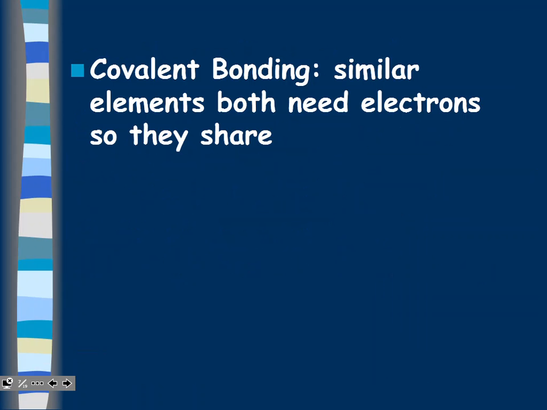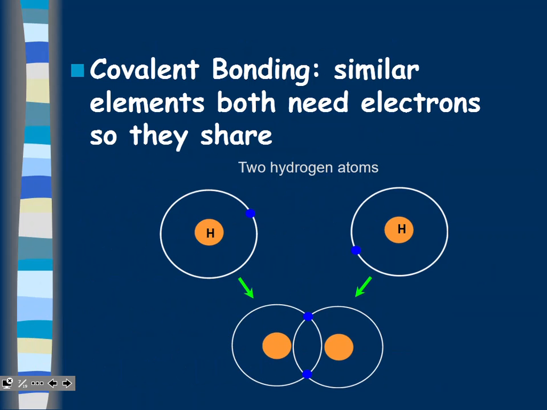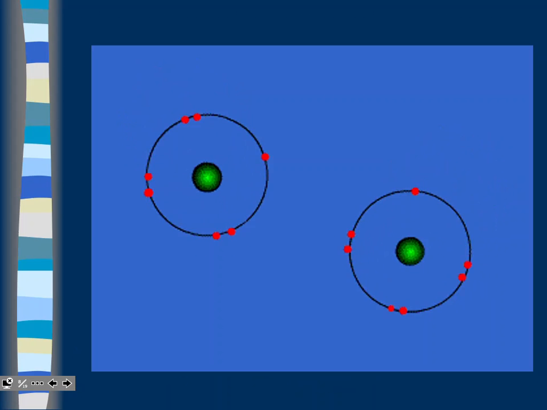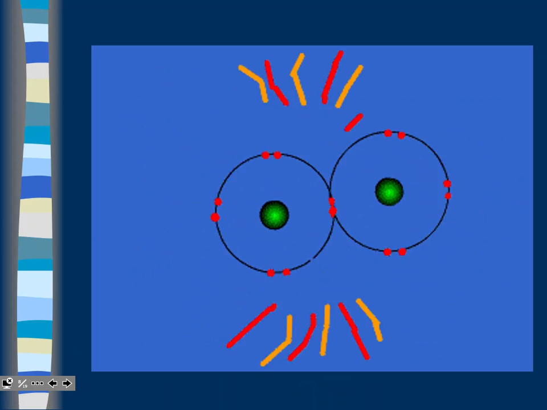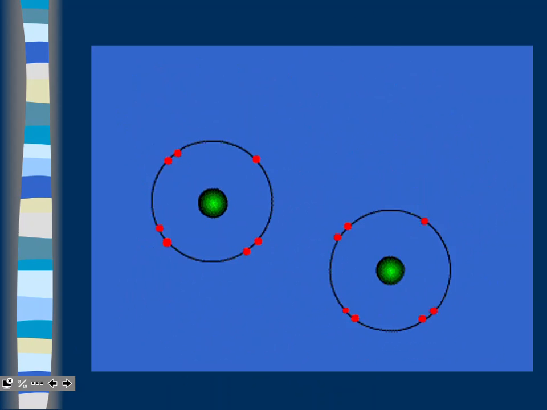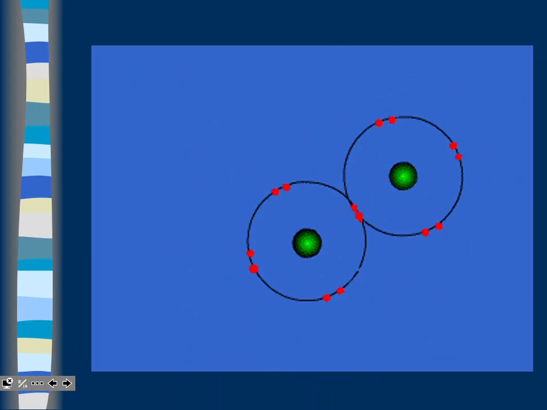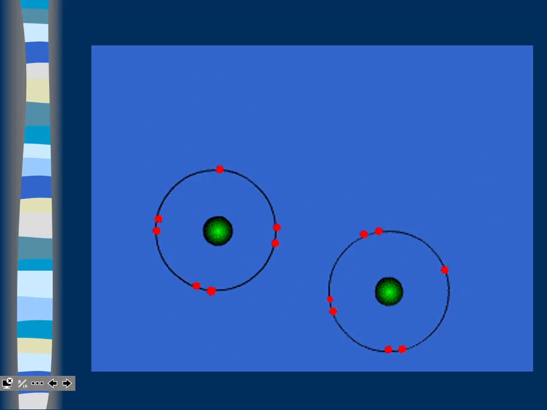Covalent bonding, similar elements both need electrons, so they share. Two hydrogen atoms here just showing you. They form a single bond sharing two electrons. You know this. And that would be one of the diatomic molecules. And they're neutral. Here showing you another one where we have a diatomic. They form a single bond. That could be F2, I2, Br2, any of those.